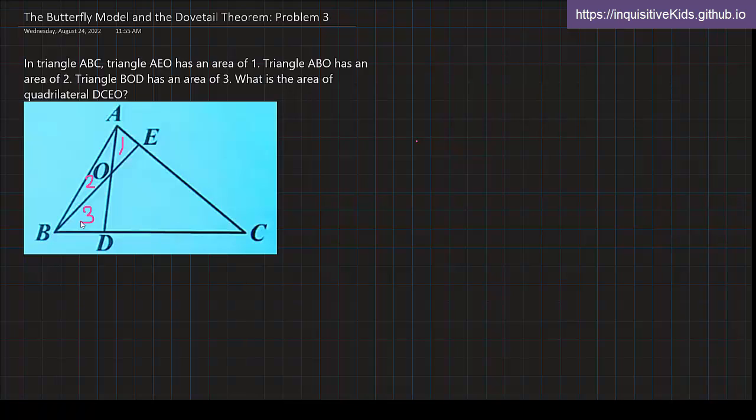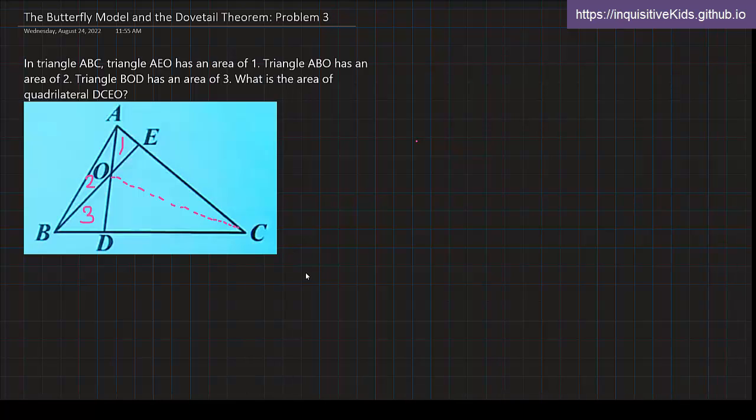So our first thing that we do is to try to apply the Dovetail Theorem or the butterfly model or both to this problem. After all, it is under that topic. So I'm going to connect O to C. And now we have a Dovetail model over here. As you can see, from A to C, from D to B to O, that's the dovetail, and it's facing downwards, like a paper airplane.